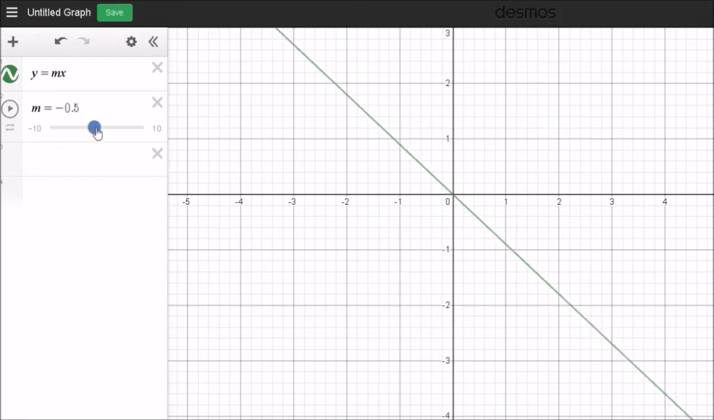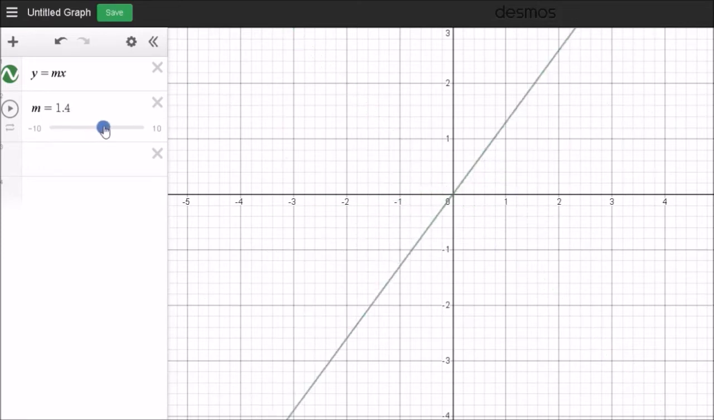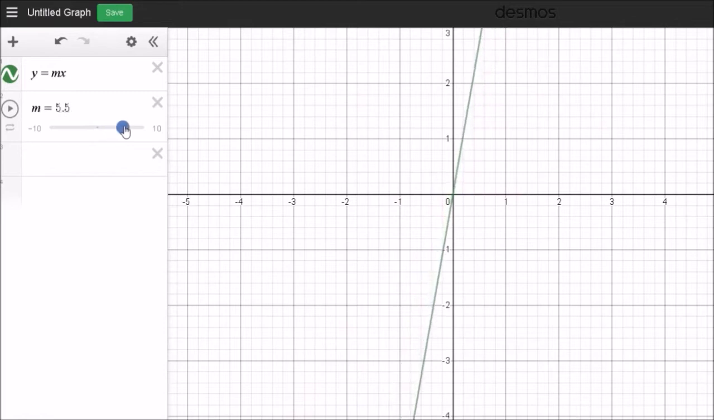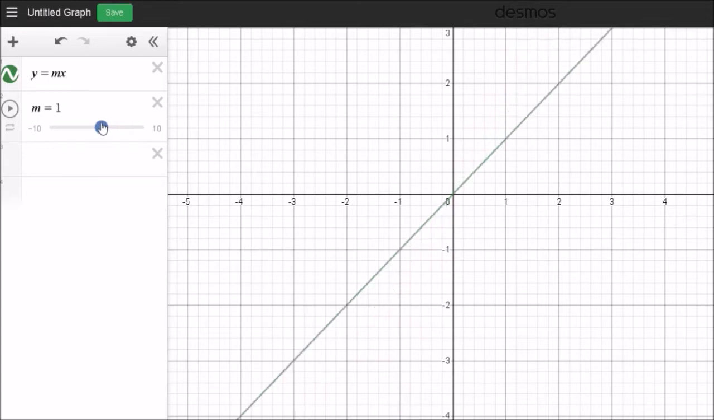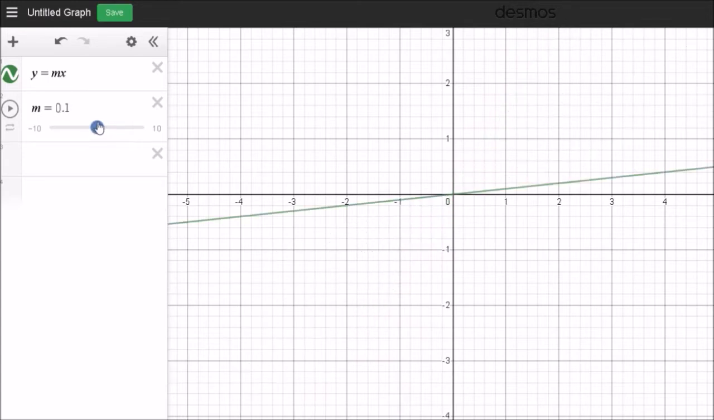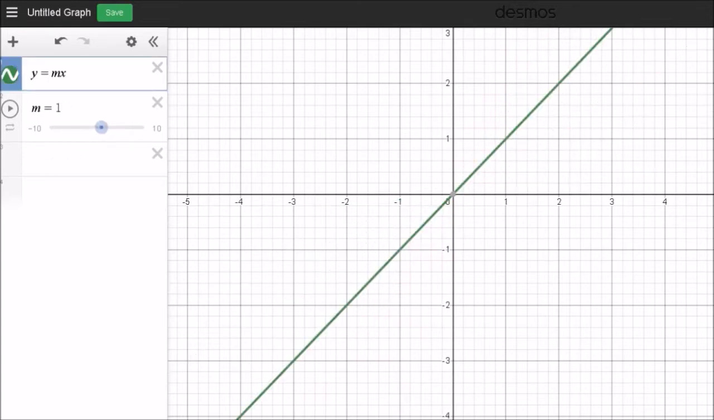Now we can see here that this value m tells us how steep the line is going to be. Now in mathematics we don't use the word steepness, we actually use the word gradient. So this is going to tell us what the gradient is. So this is our second mathematical equation, y equals mx, and the value of m gives us the steepness or the gradient of the line.